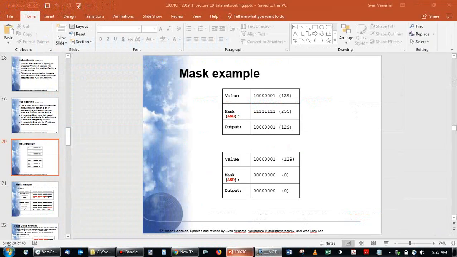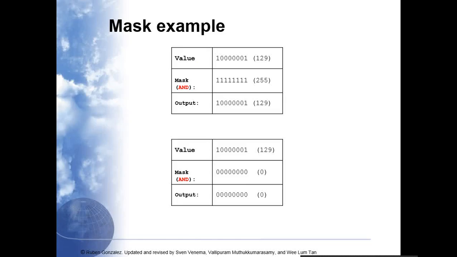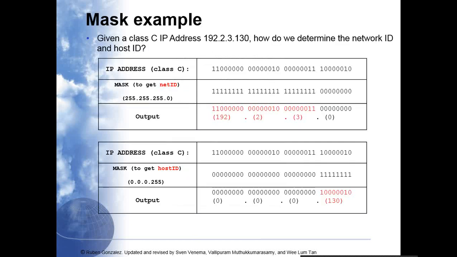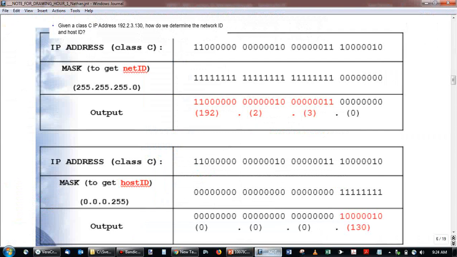Okay, so that's the same example I went through there, just showing you what a mask is. Now here's an example. Given a class C IP address, 192.2.3.130, how do we determine the network ID and the host ID? There is an example here, right? I'm just going to walk through it now on the diagram, just to show you how this kind of works. So it's a class C address. I can tell because it's 192 point something. That puts it in the class C range.